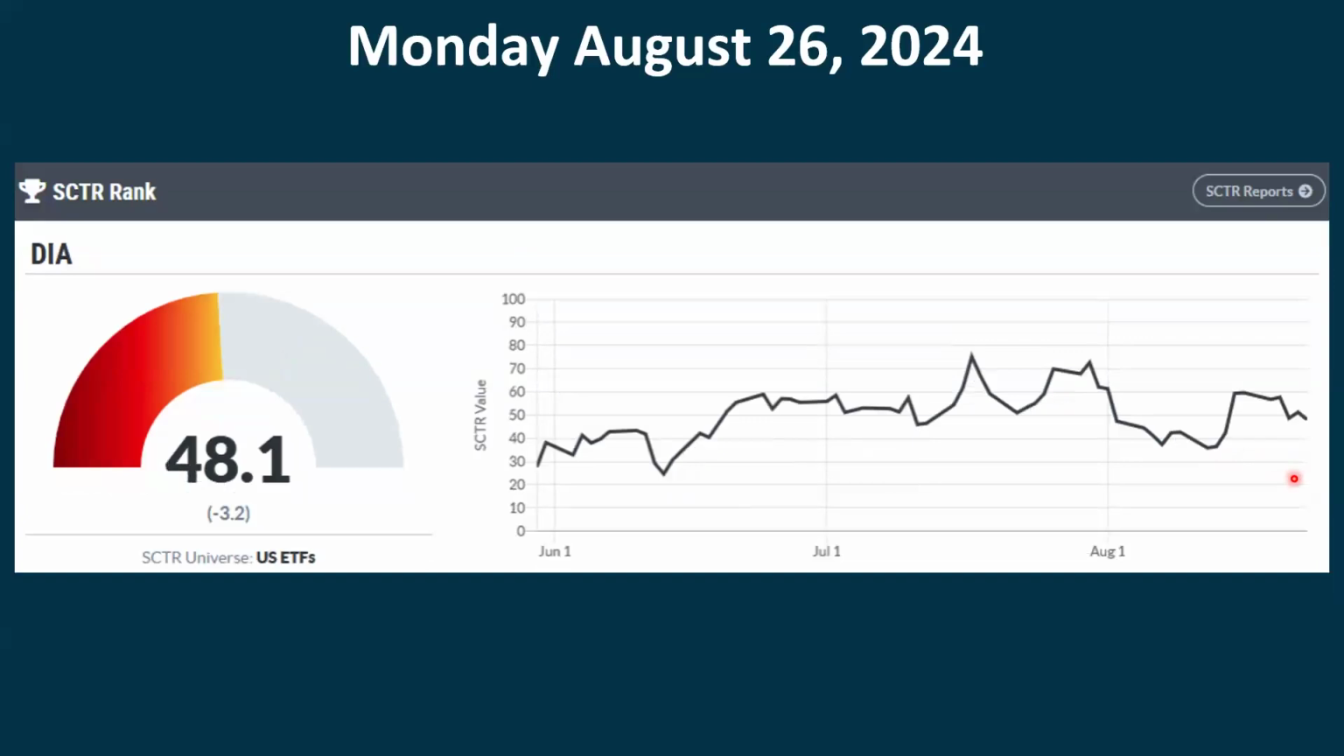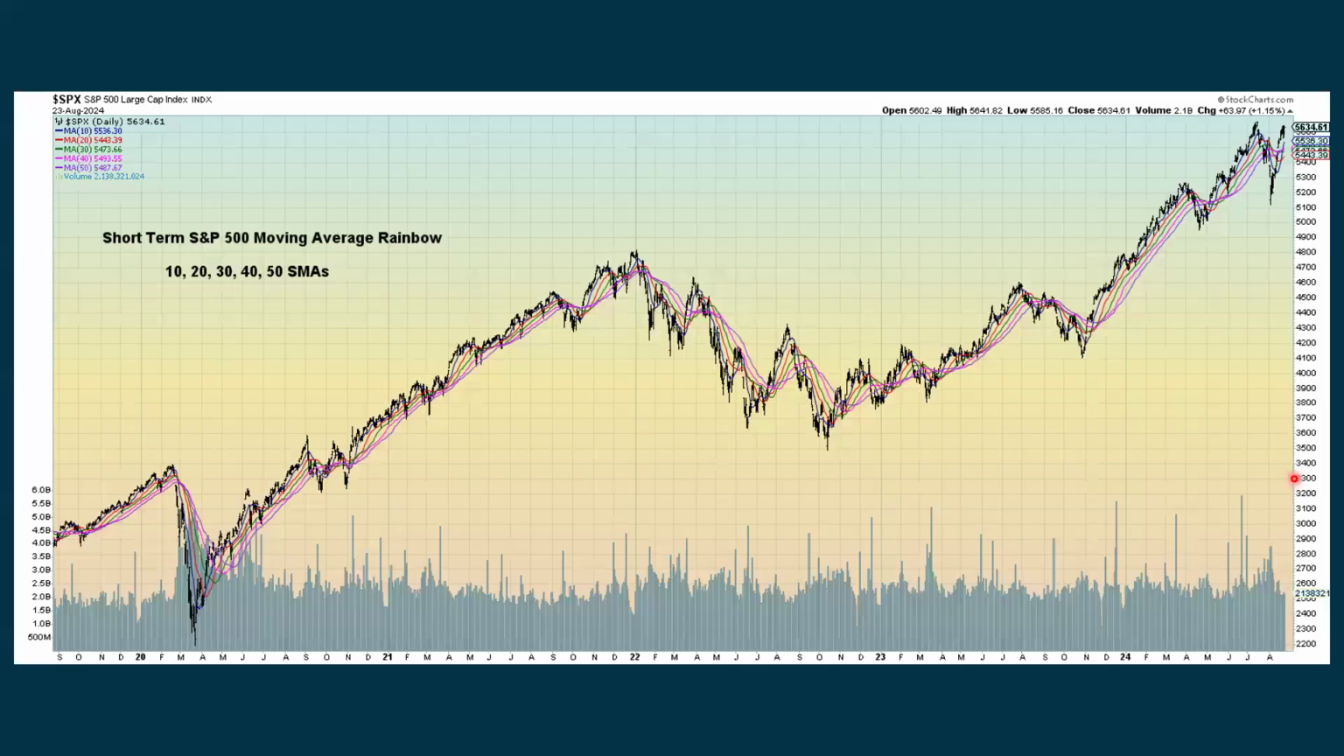And then in last place right now is the Dow. Even though it's flirting with all-time highs, not too far away, it's just not looking all that strong technically, coming in at 48.1. And we look at some short-term charts.